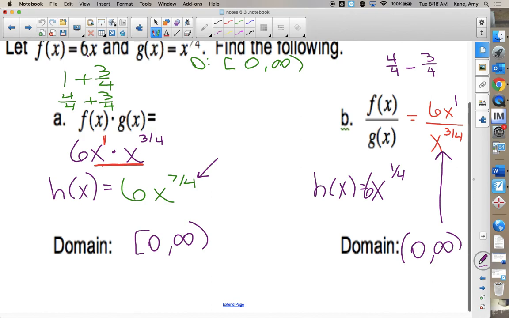So your homework is in the book today. It's 3 to 9, all of them, and then 48 to 53, all of them as well. You're doing operations, adding, subtracting, multiplying, and dividing with functions.